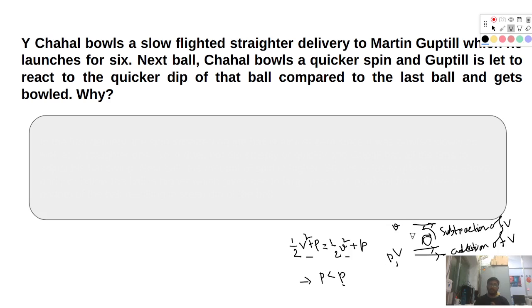Now you have a high pressure region above the ball, and below there is a low pressure region. So what will happen is there is a downward force due to this pressure gradient, which will give a dip to the ball as it approaches the batsman. So it will dip more than the expectation of the batter. That's how he can be late to react to the quicker dip.